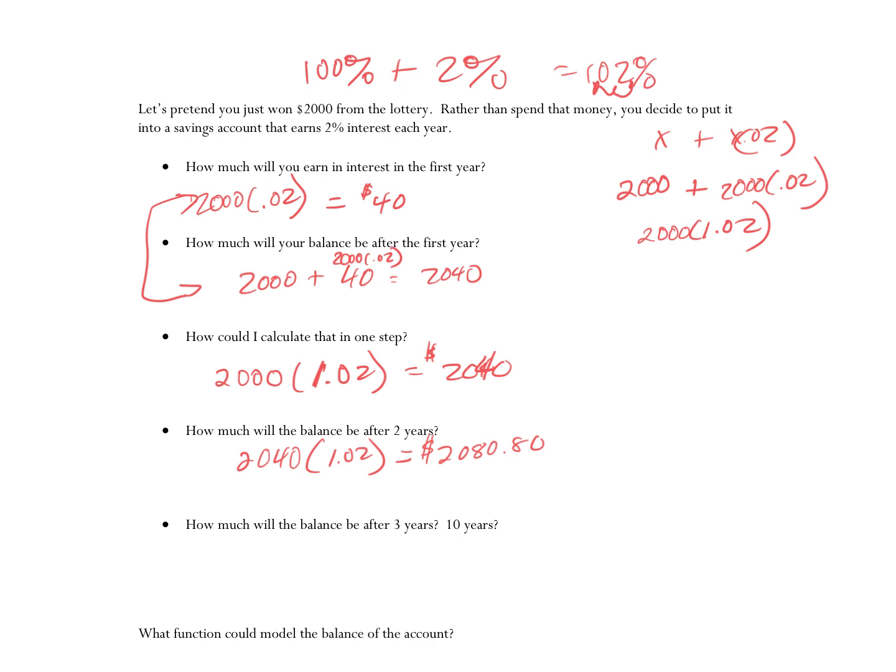Now, I don't want to point out just that the amount went up, but we also added more interest this time than we did last time. Almost an extra $1 worth of interest. Really, that 2,040 was 2,000 times 1.02, and then we multiplied that by 1.02 again.